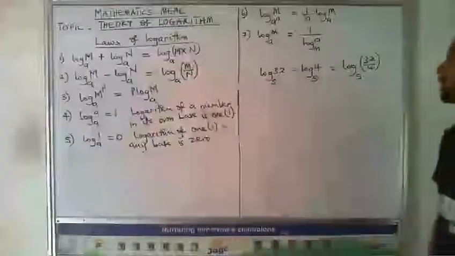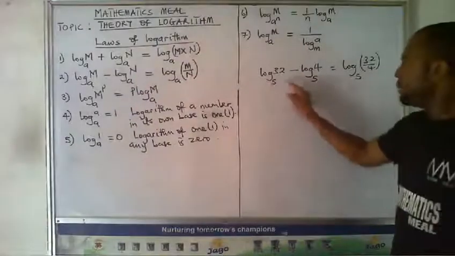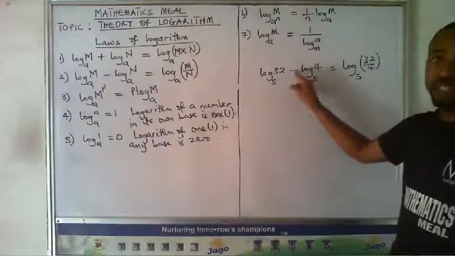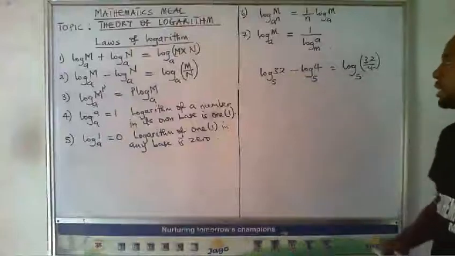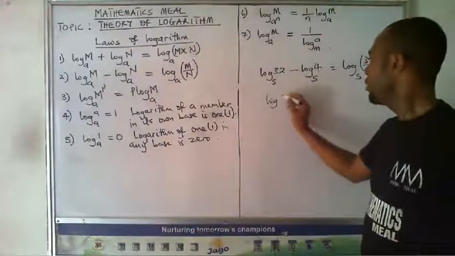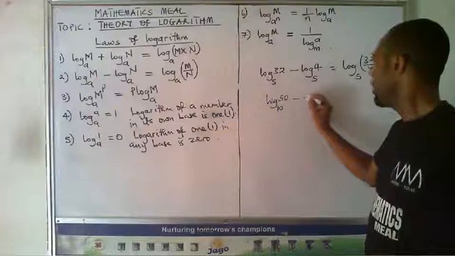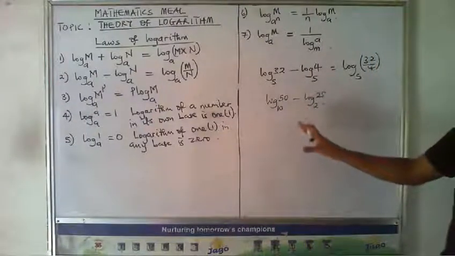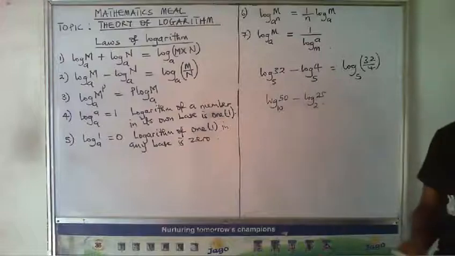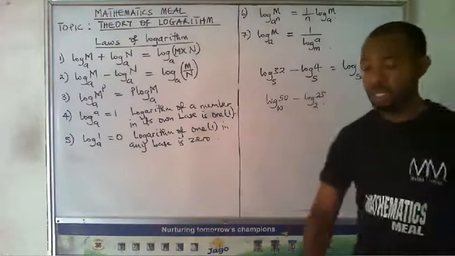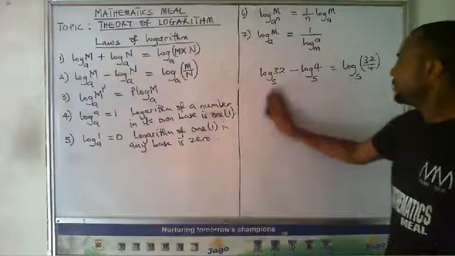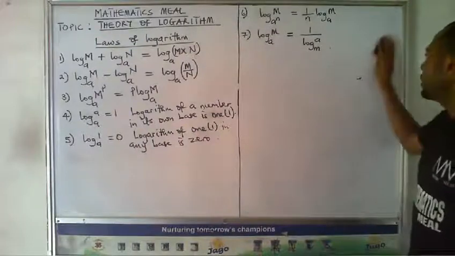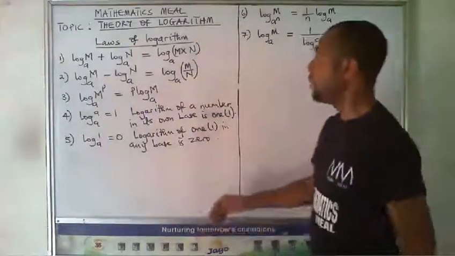So you look at that. Remember, the bases are the same and the operation now is subtraction. Very important. If I have log 50 base 10 minus log 25 base 2, this cannot work because the bases are not what? The same, even though we have a subtraction operation here. All right.